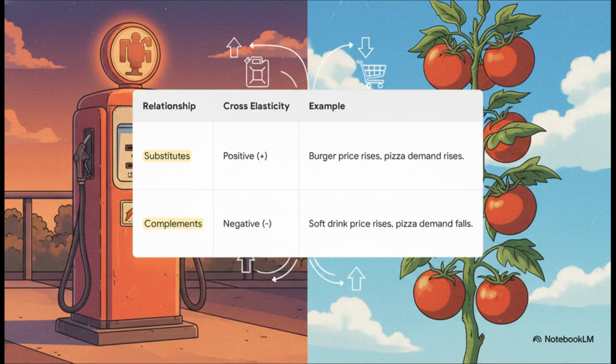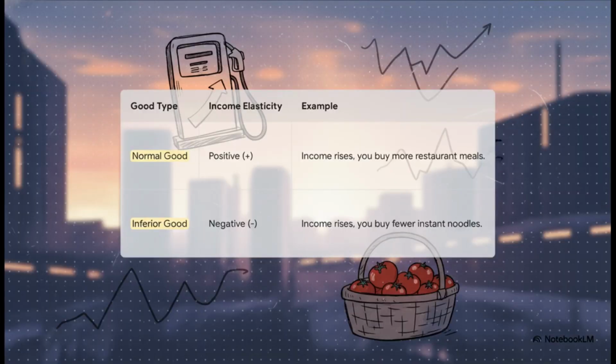So think about burgers and pizza. If the price of burgers suddenly goes way up, what happens? You got it. More people buy pizza. They're substitutes, so we get a positive number. Now, what about things that go together, like pizza and soda? They're complements. So if the price of soda skyrockets, pizza sales might actually go down, and that gives us a negative number.